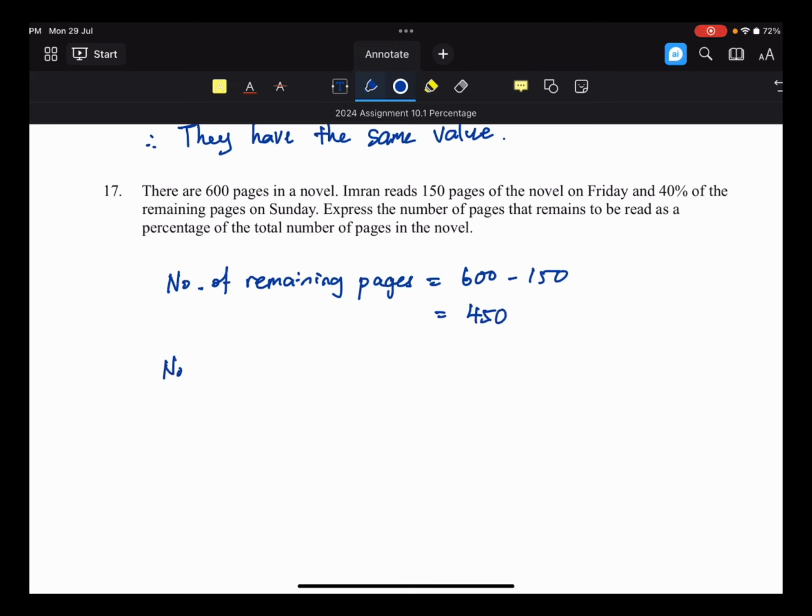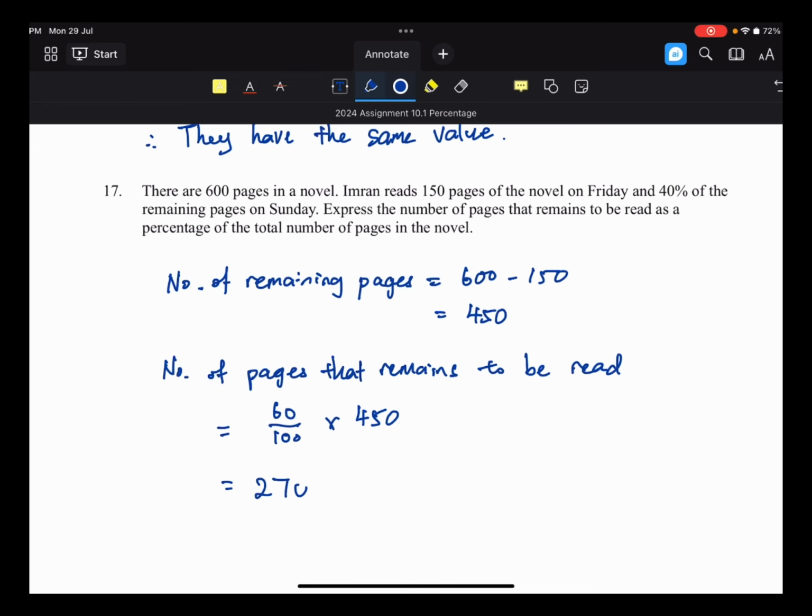So the number of pages that remain to be read, right? So what is this? This means I have 60% left to read, right? So it's actually 60% times 450 pages, and that works out to be 270.